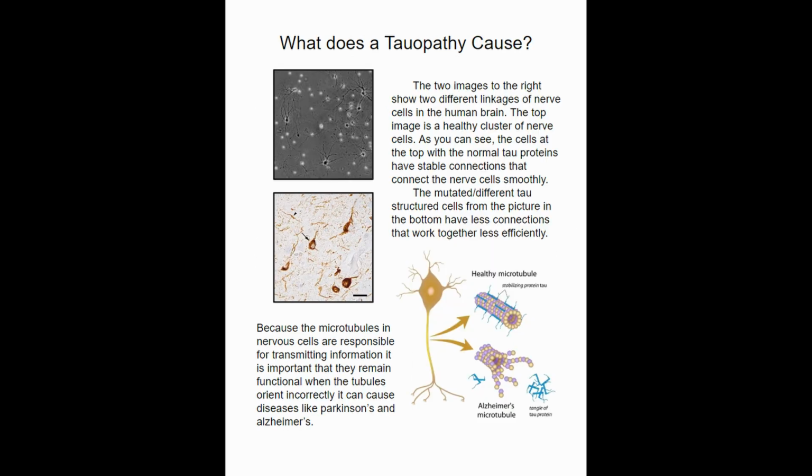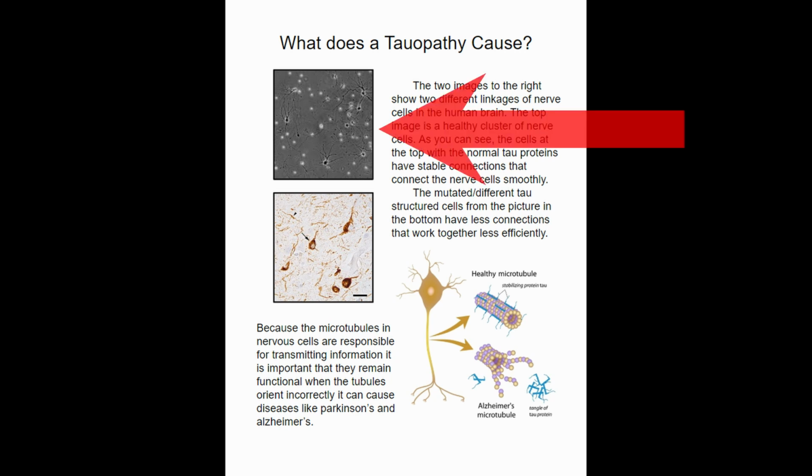So without these proteins to regulate the shape, the microtubules become warped and changed. And this can lead to many issues, most of which is just the fact that the connections between brain cells become weaker, as well as just stop working the way they used to work.